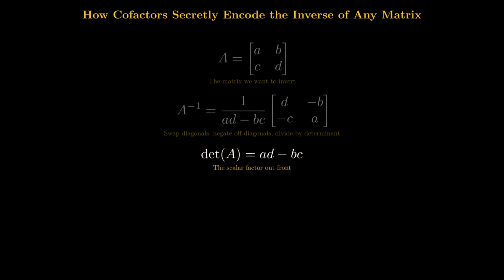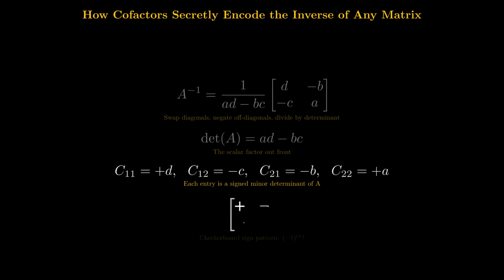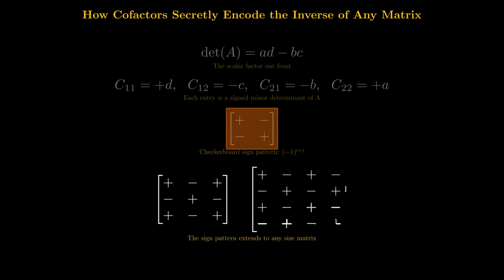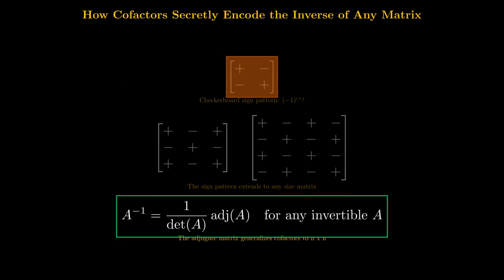But look closely at the result. Every entry in that matrix is a cofactor of the original, a signed minor determinant. Notice the checkerboard sign pattern: plus, minus, minus, plus. This is not a coincidence. The same pattern generalizes to every invertible matrix, 3 by 3, 4 by 4, even 100 by 100. And the proof of why it works is one of the most elegant arguments in all of linear algebra.